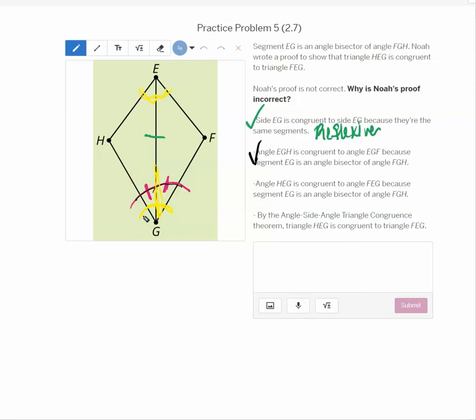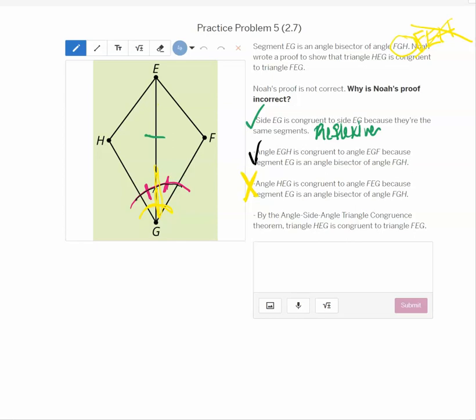Even though those look like they're congruent, they would have had to tell us up here that EG is also an angle bisector of FEH. But they didn't, right? They didn't tell us that. So that is how his proof is wrong. Even though it looks correct, since we don't know it for sure, we can't say that it's true. We can only say what we know for sure. And then it doesn't matter what he says after that. Once you have something wrong, it's wrong. Okay, so we know that step 3 there is wrong.